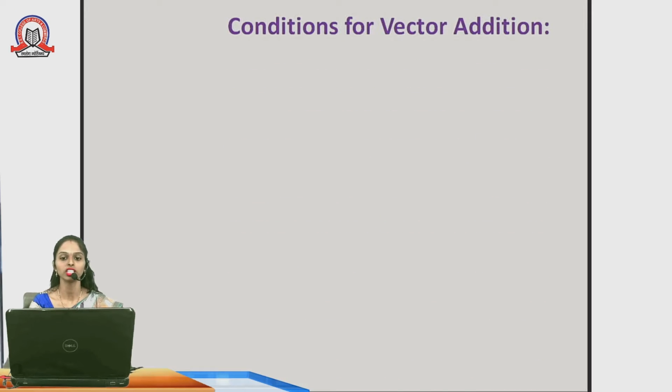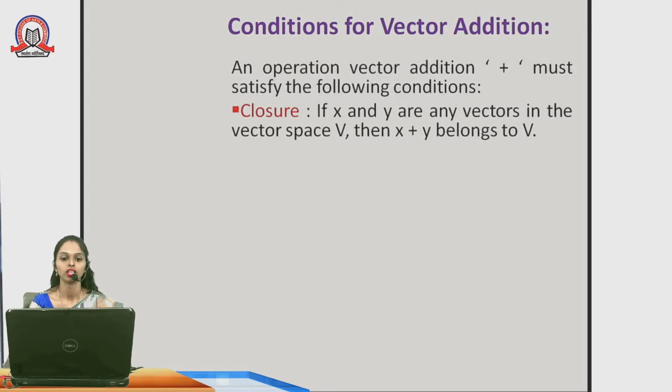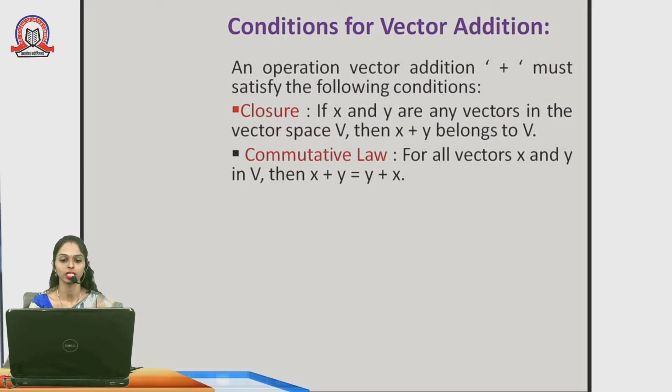Next we see what are the conditions for addition. Vector addition, that is, the operation of vector addition plus, must satisfy the following conditions. First property is the closure property. If x and y are any vectors in the vector space V, meaning x belongs to V and y belongs to V, then x plus y also belongs to V.